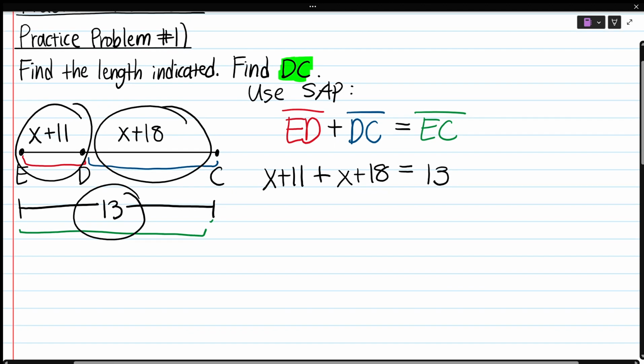So everyone should know how to set this up, right, and then from here it's just algebra. Again, I like to combine like terms on this left side. We have x and x. X plus x is 2x. And then you also have 11 and 18. 11 plus 18 is 29.